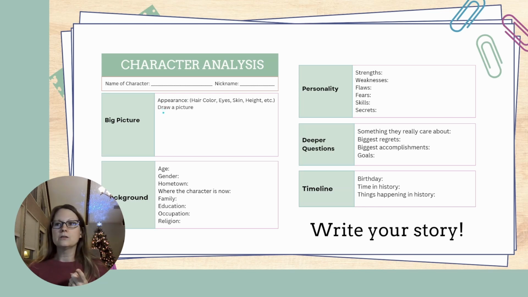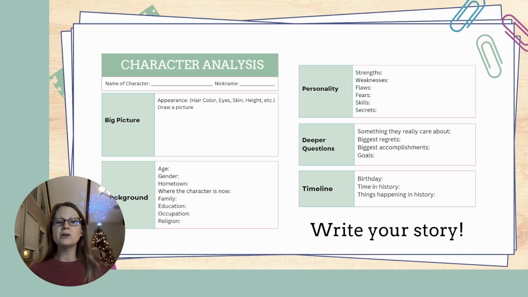You need to know what do they look like? Hair color, eye color, skin color, height. Are they an animal? Maybe your main character is an animal. Fine. How old are they? Where do they live? Their education. Are they homeschooled? What do they do for a living? What is their job? Their personality. So are they funny? Are they quirky? Are they curious? Are they scared a lot? Are they timid? What skills do they have? And then think about some deeper questions, such as what are some things they really care about? What is something they regret?